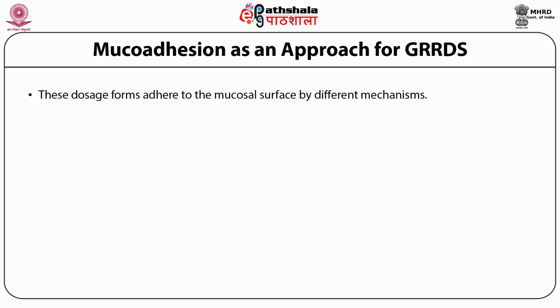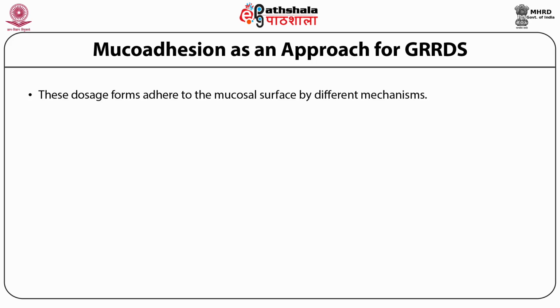The adherence of such systems can be based on different mechanisms, and those mechanisms can either be based on the electronic theory, the fracture theory, or any other such theory which has been proposed, depending upon the type of the polymer chosen.